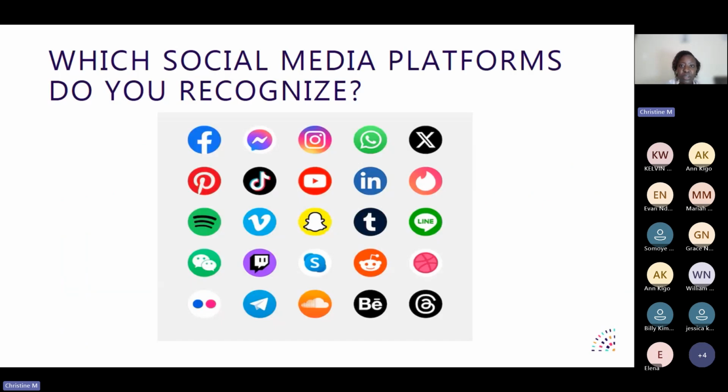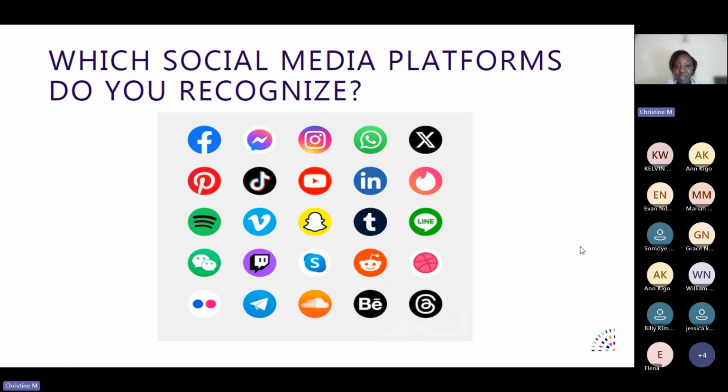So we have several platforms of social media that are in use today. I'm showing you a screen that just has several icons of different social media platforms that are available. And I'd like to just ask, which of the ones you see do you recognize? Like maybe you've used it before, or you know what it represents, and maybe you'd like to just tell us what it is. By a show of hand, maybe one or two people.